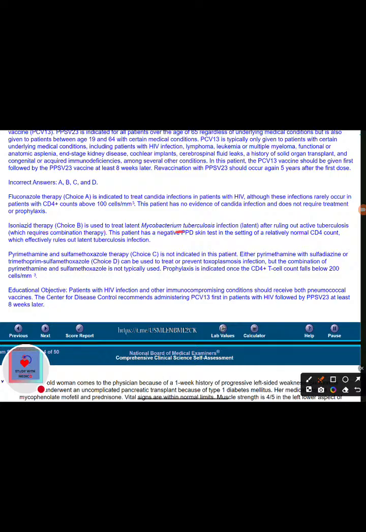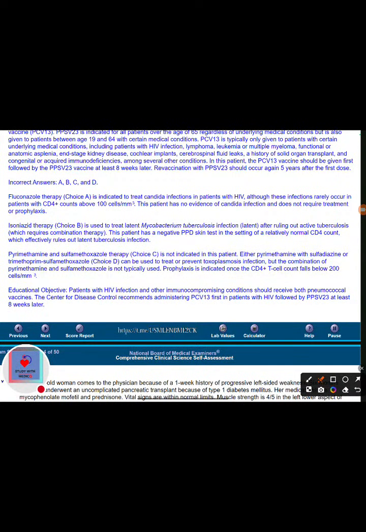Isoniazid therapy is used to treat latent Mycobacterium tuberculosis infection, after ruling out active tuberculosis, and it requires combination therapy. The patient has a negative TB skin test in the setting of a relatively normal CD4 count, which effectively rules out latent tuberculosis. So the TB skin test is negative, meaning no latent tuberculosis, so isoniazid is not indicated. Pyrimethamine and sulfamethoxazole therapy is also not indicated in this patient.